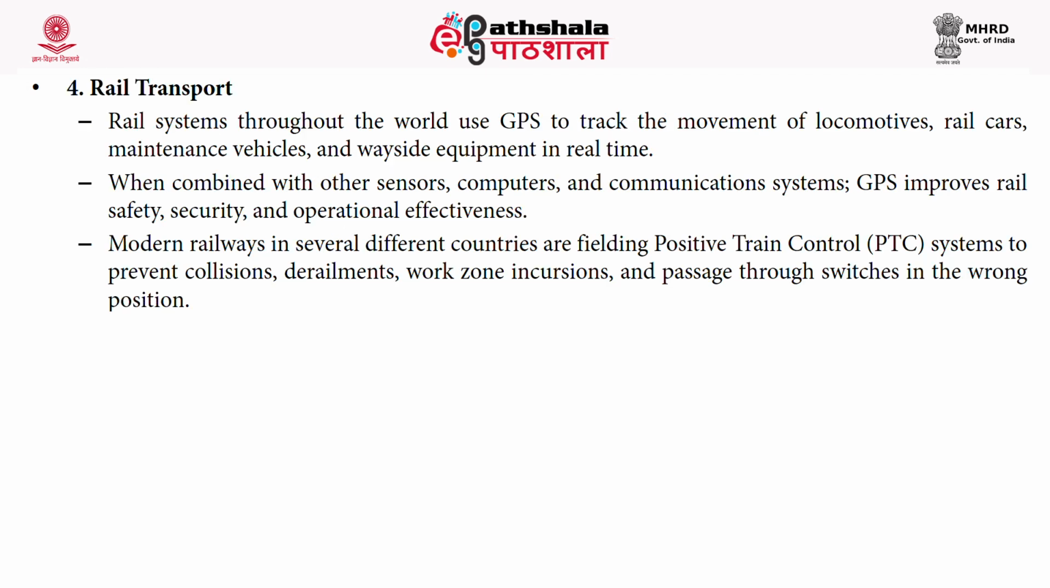The next in this category is rail transport, and these systems throughout the world use GPS to track the movement of locomotives, rail cars, maintenance vehicles, as well as the wayside equipment in real time. When combined with other sensors, computers and communication systems, these improve the rail safety, security and operational effectiveness. Modern railways also are fielding positive train control systems in various countries to prevent the collision, derailment, work zone incursions as well as passage through switches in the wrong position.